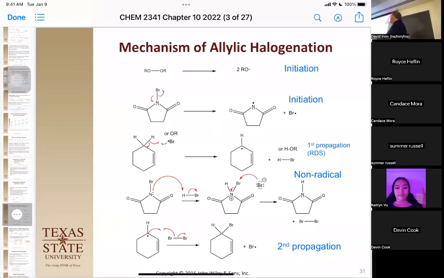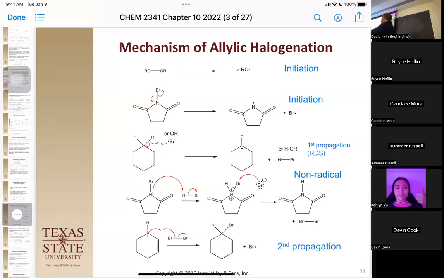In the case of this allylic halogenation, we're not going to add across our double bond. The double bond is going to remain intact. So now we have two functional groups: the bromine and the double bond. But we have to use a special reagent for that. It's called NBS, N-bromosuccinimide.